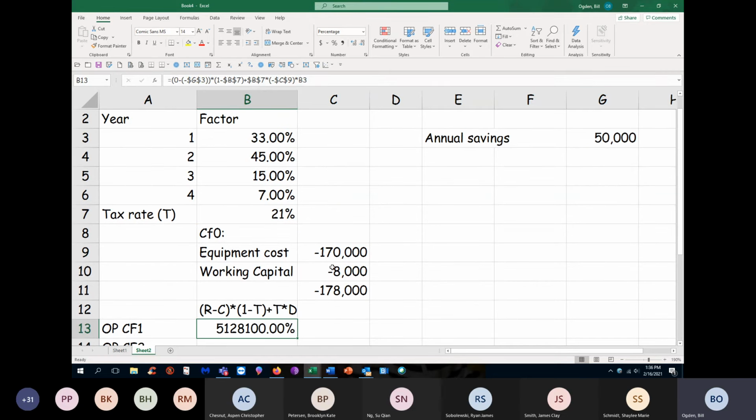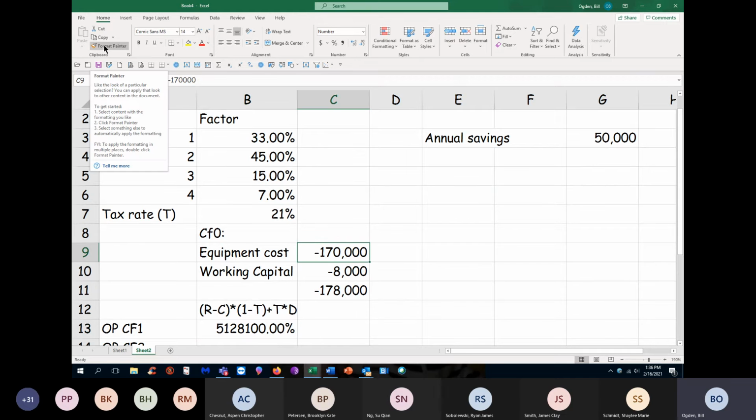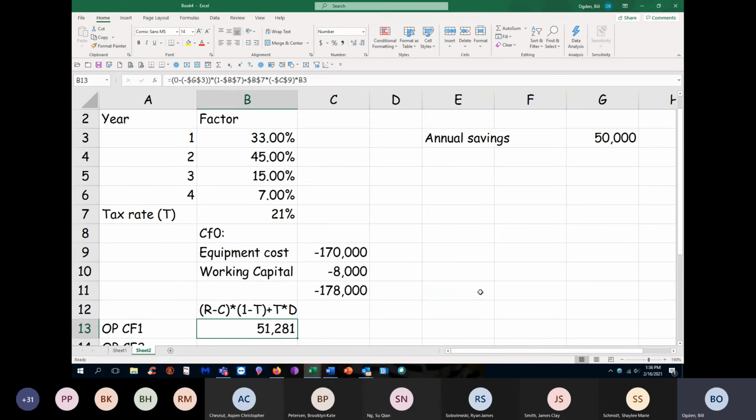Oh, thank you, Excel. Part of our everlasting honeymoon for the last 30 years. Your formatting. And so I get 51,281 for the first one.